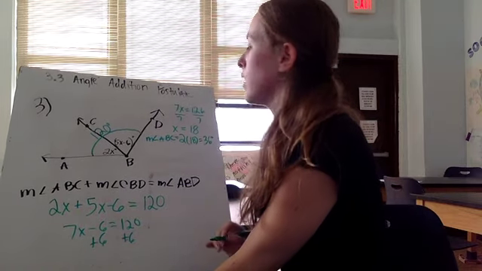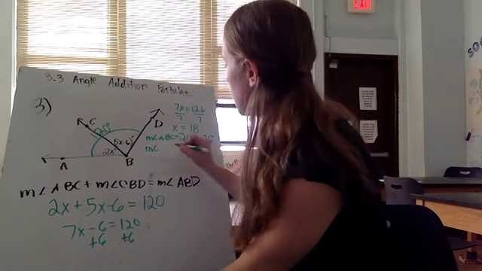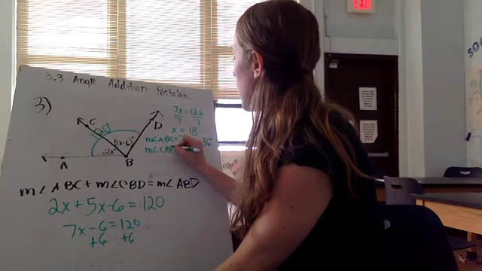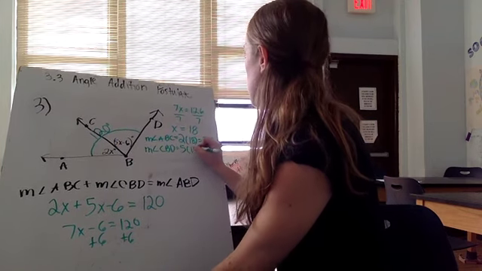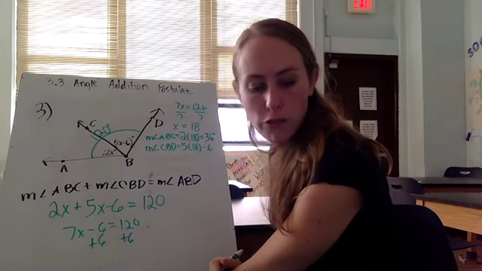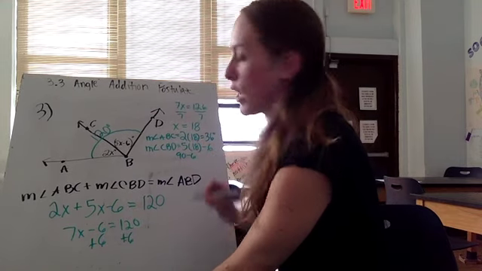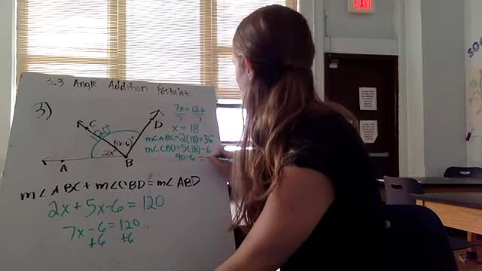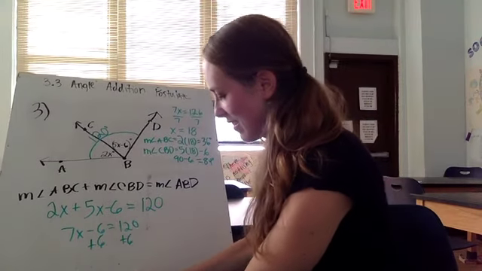And there's one answer. The other answer, they want the measure of angle CBD. So again, I'm going to replace x with 18. So I have to do 5 times 18 minus the 6. Order of operations says multiplication first. So that becomes 90 minus 6, and that becomes 84 degrees. And that's example number 3.